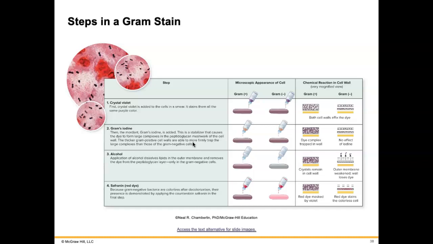And I'm going to revert back here for a second. I don't know if I said that we leave the crystal violet on for about a minute and then we rinse it with water, but we do. If I left that out, I apologize. I get all excited about all this other stuff. So apply it, let it sit for about a minute, rinse it off, and we get purple cells.